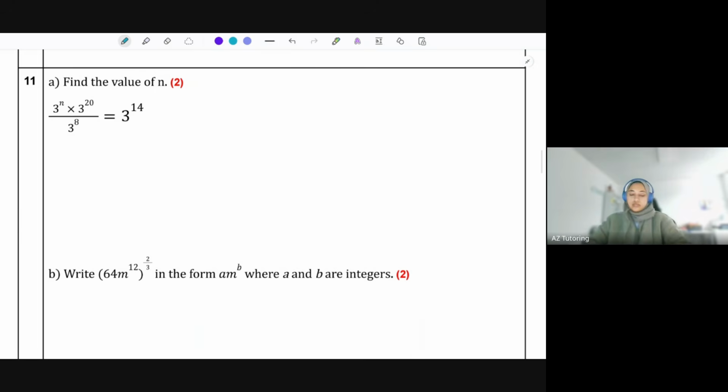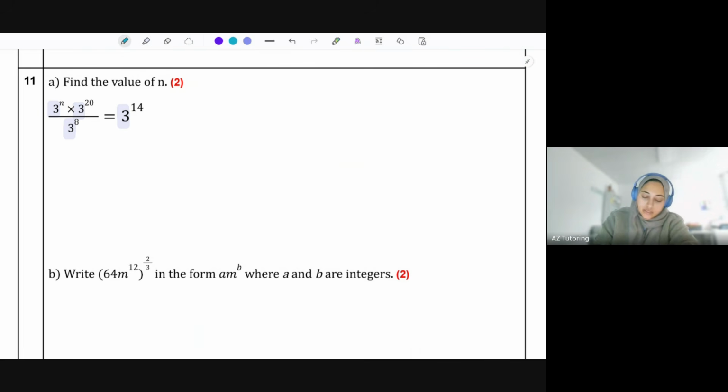Got some indices rules here. Find the value of n. Now, we've got all the same bases here. It's all 3. So we can use our indices rules here. If all the numbers are the same, you can use indices rules.